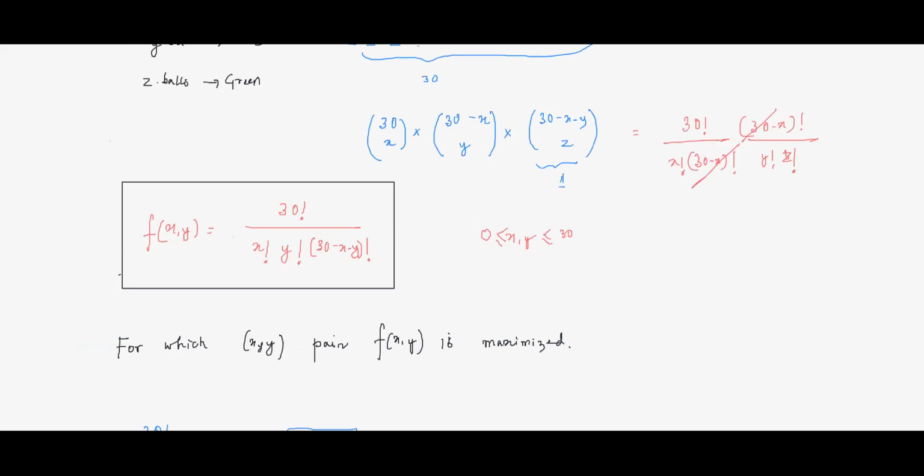So we'll just extend this proof idea to here, the two-dimensional case. You should be able to extend this and prove it in multiple dimensions, for k variables. So f of x, y is equal to 30 factorial by x factorial times y factorial times 30 minus x minus y factorial. This was the whole thing.